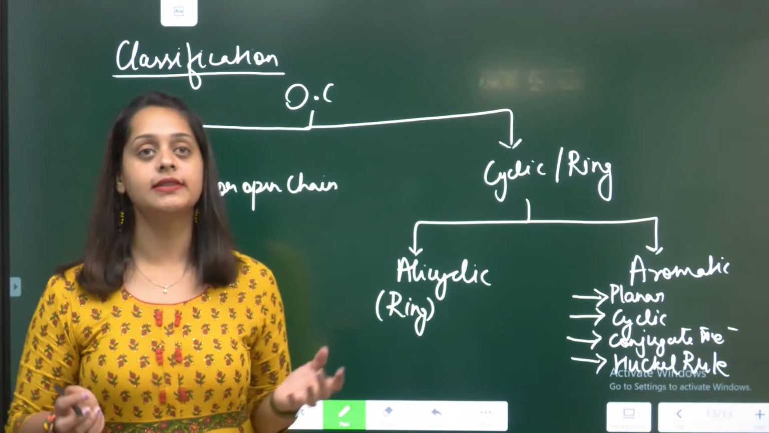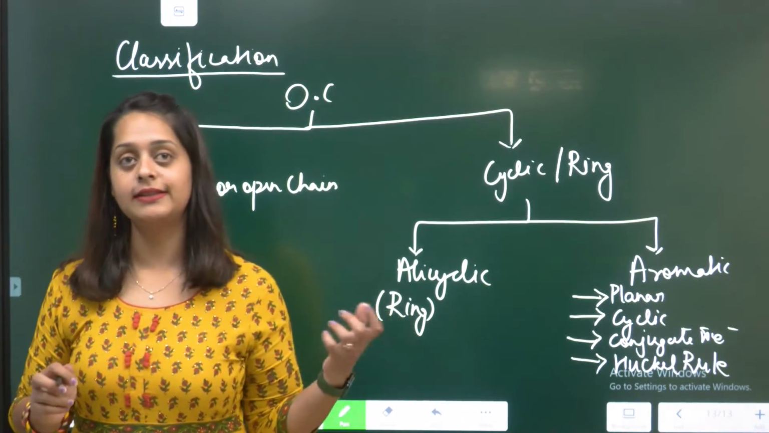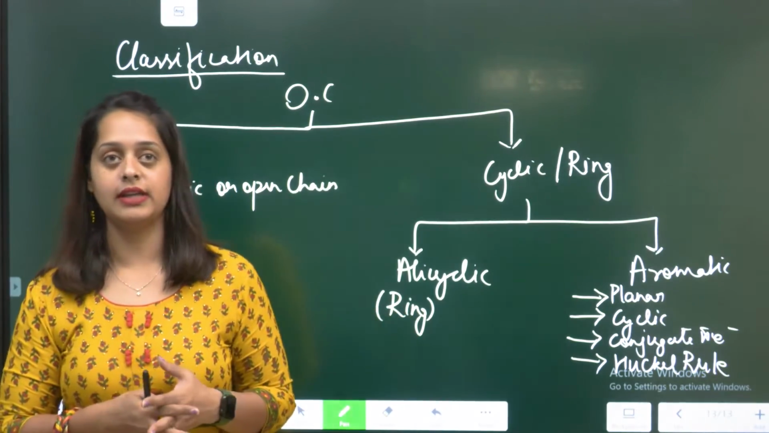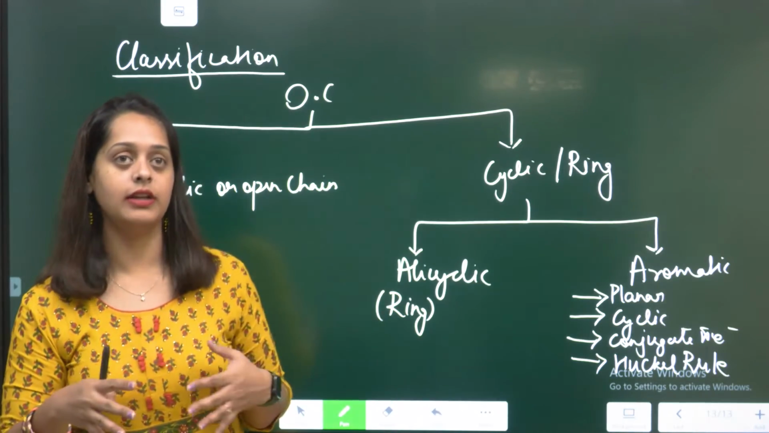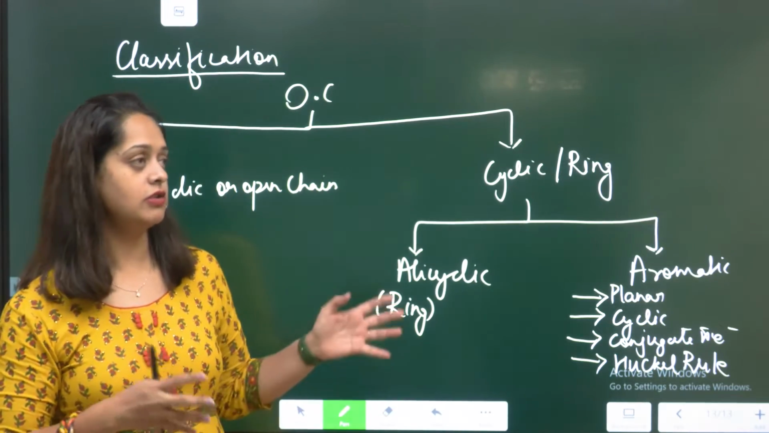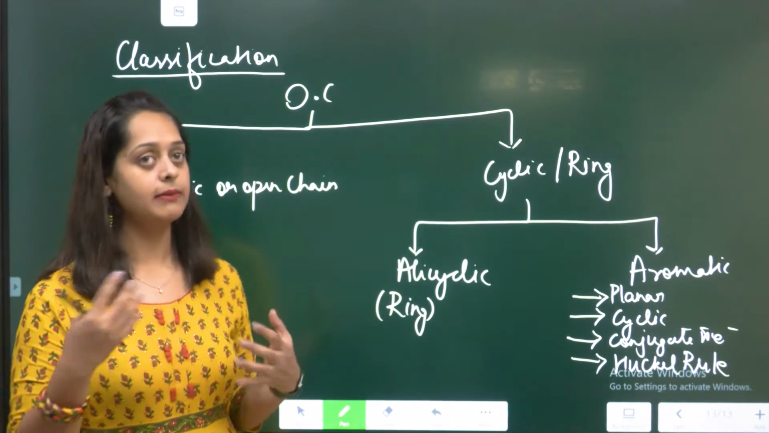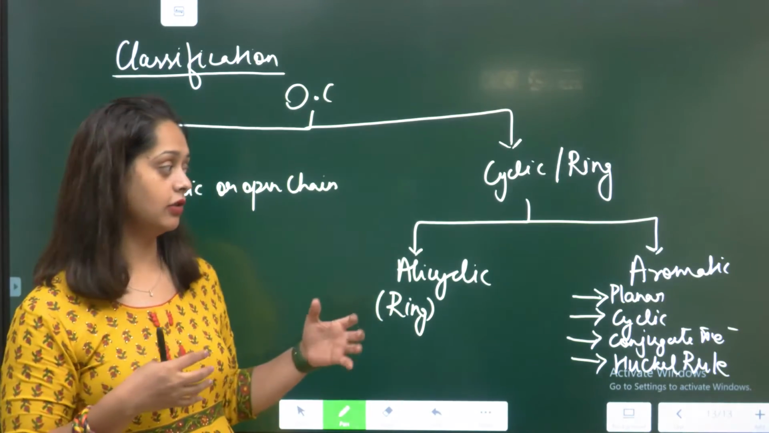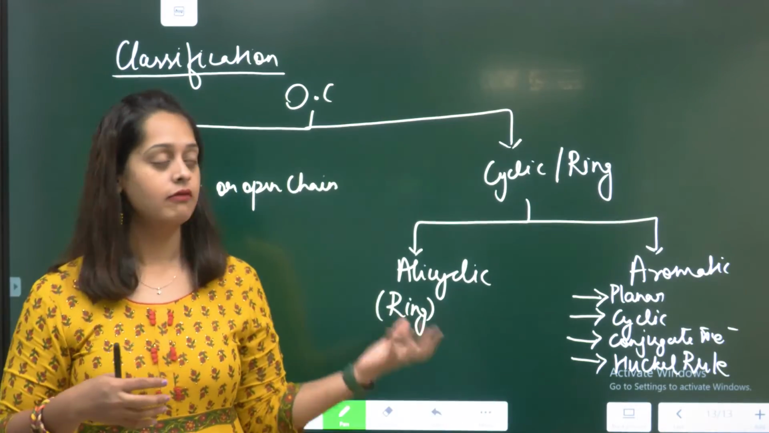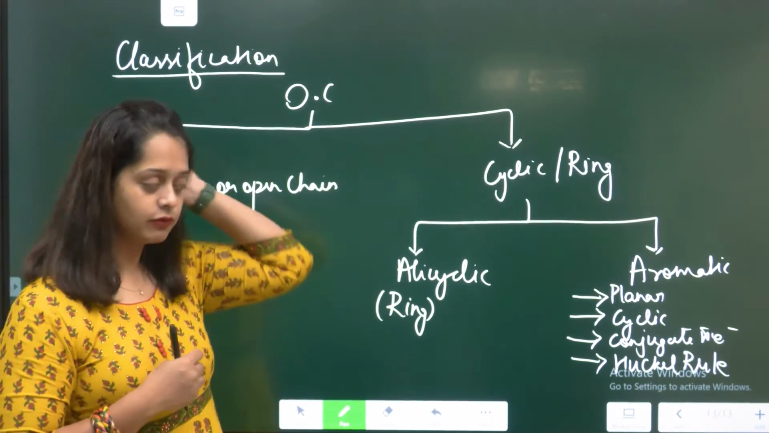So many questions come from aromaticity, stating which of the following is aromatic, which is not aromatic, which one of the following is anti-aromatic. Something like these types of questions. So when we are going to solve those questions, we need to take into account these 4 rules.